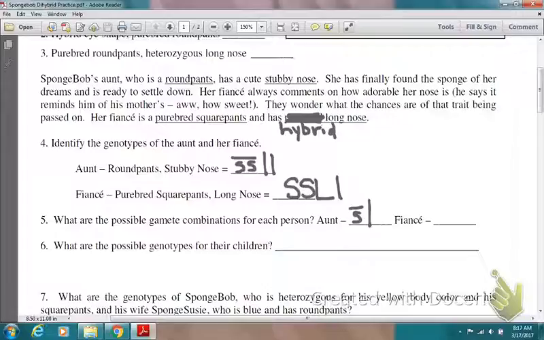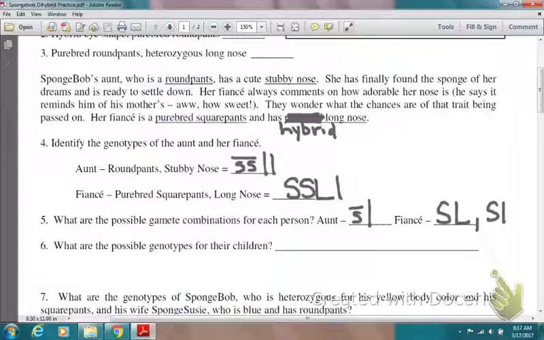Okay, so what about the fiance? What could his gametes be? It could be a big S and a big L, or a big S and a little l. All he has are big S's to give for square pants, but he has both a large L and a little l, so he could give either one of those in a gamete. Then it asks, what are the possible genotypes for their children?